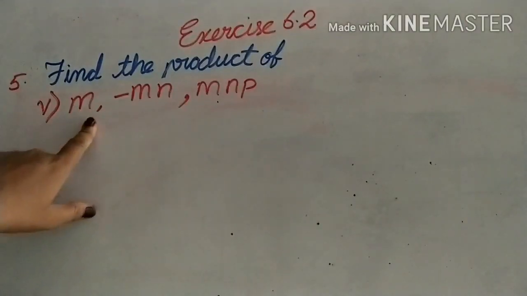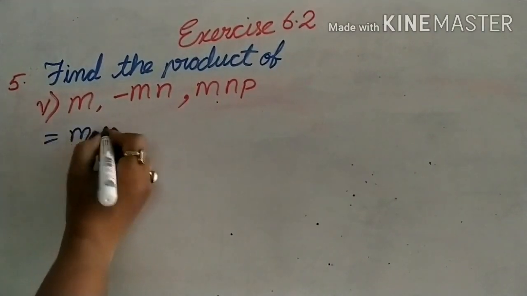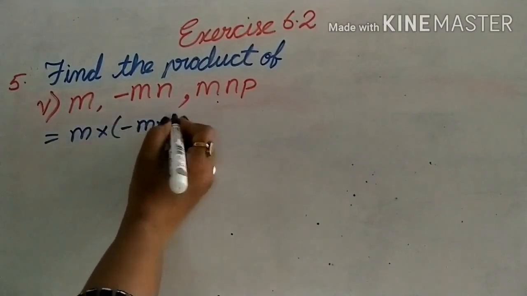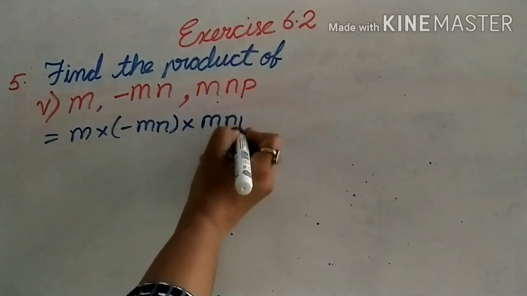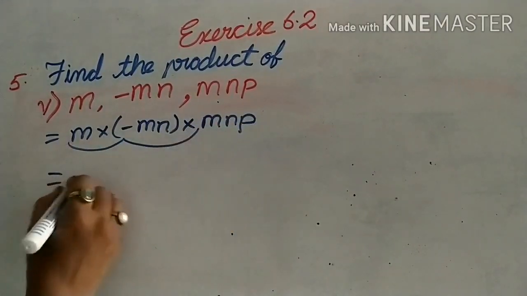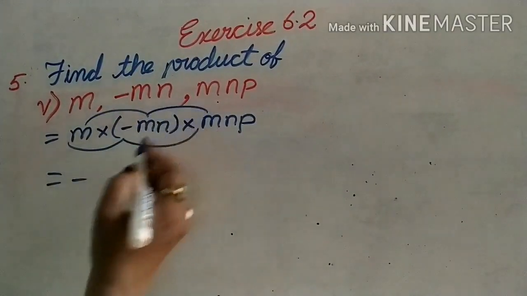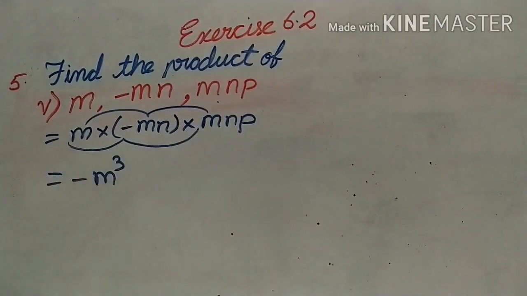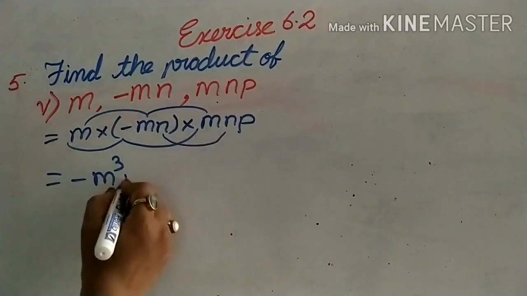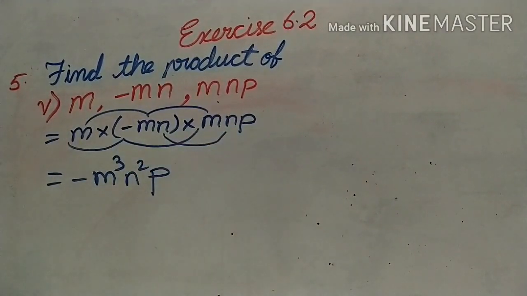Next one, m comma minus mn comma mnp is equal to m into minus mn into mnp. So plus into minus, minus, minus into plus, minus. Now next, m into m into m, it is m raised to 3. Next, n into n, n square. Now we have to keep the p as it is. Here we have completed exercise 6.2. In next video, we'll start exercise 6.3.